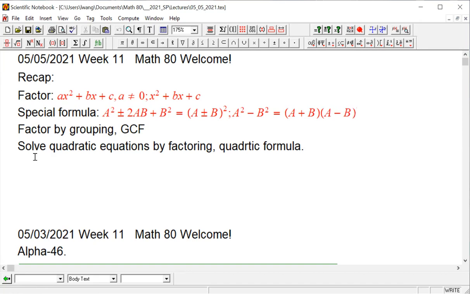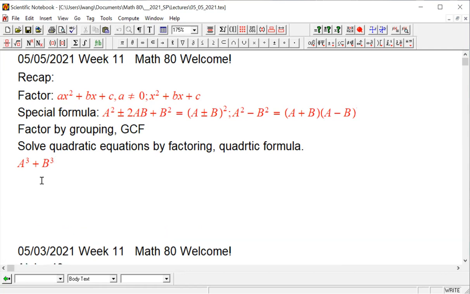And today we're going to talk about the factoring of a to the power 3 plus b to the power 3, and the other form, a to the power 3 minus b to the power 3. So do we have a formula for them? The answer is yes, we do. How does the formula work? This is how the formula goes.